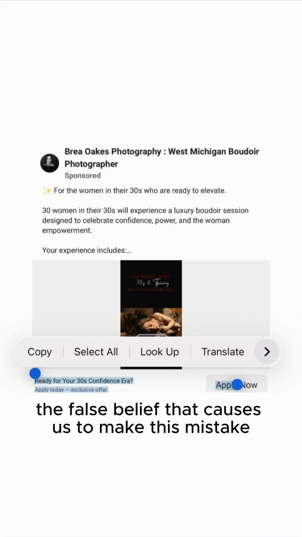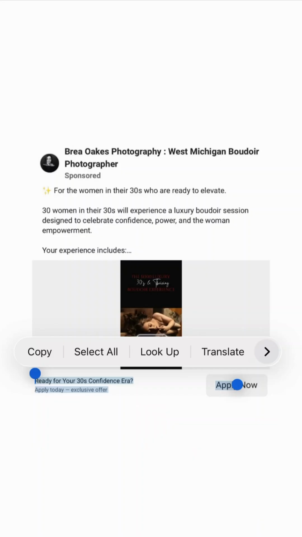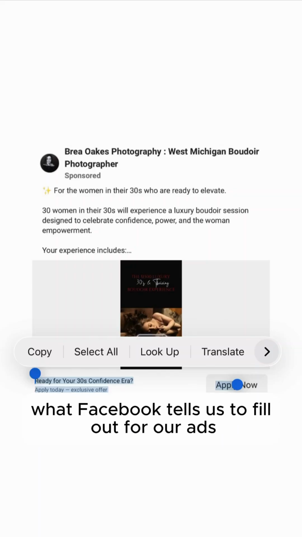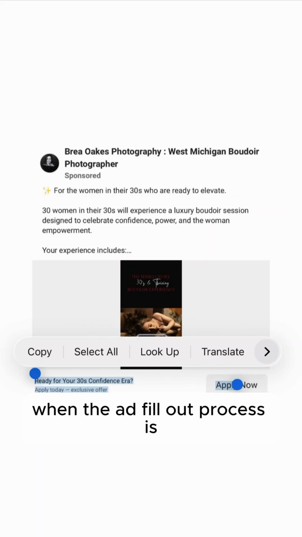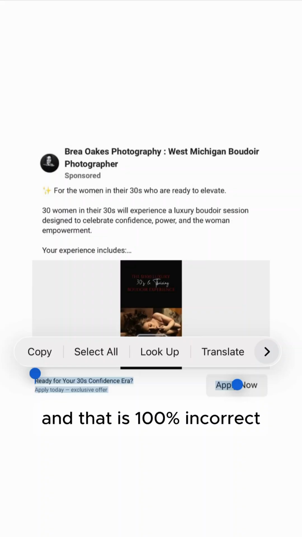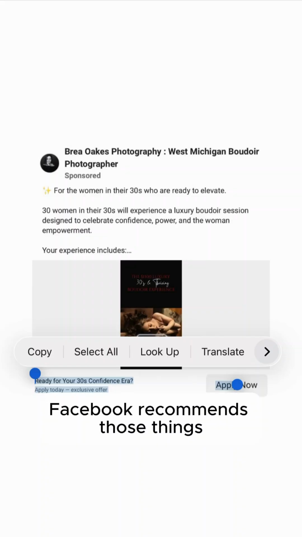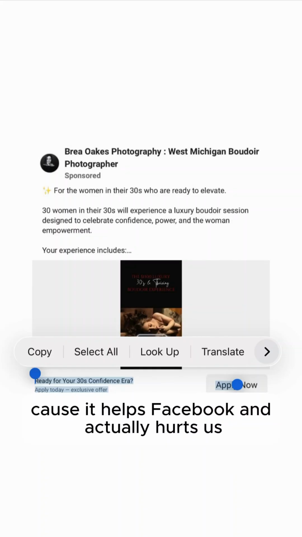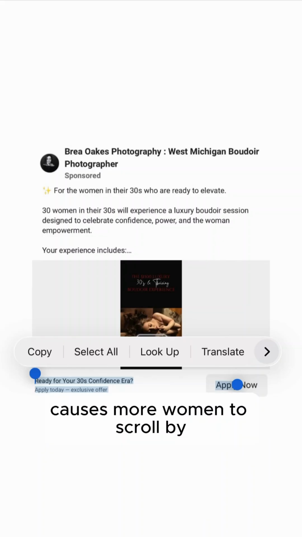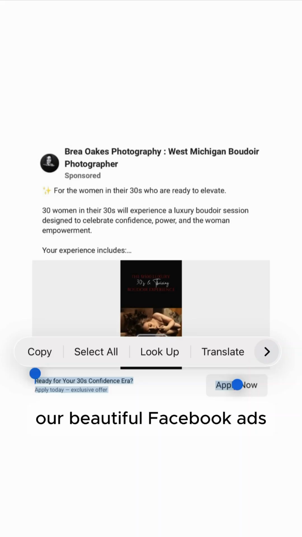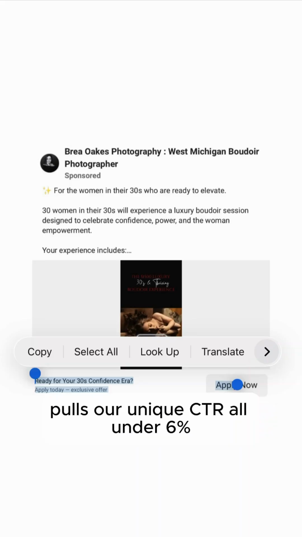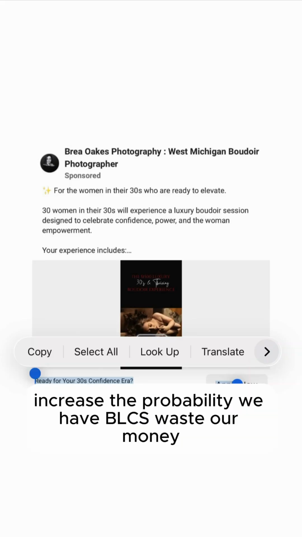The false belief that caused us to make this mistake is that we believe that we should trust what Facebook tells us to fill out for our ads, when the ad fill out process is what we should fill out for our ads. And that is 100% incorrect. Facebook recommends those things because it helps Facebook and actually hurts us. That's right, it hurts us. Causes more women to scroll by our Boudoir Facebook ads, pulls our unique CTRL under 6%, increases the probability we have BLCS, wastes our money.